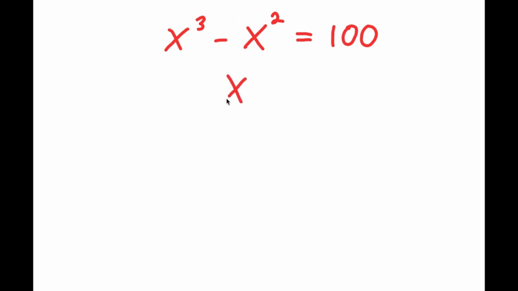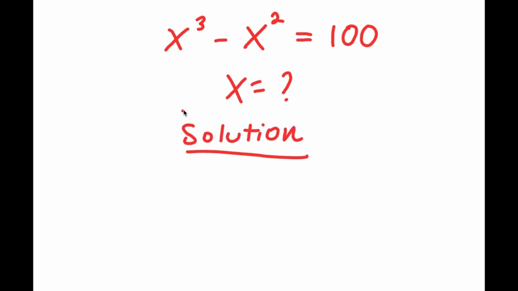Alright, in this video, I'm going to be solving the equation x to the power of 3 minus x squared is equal to 100. So, my only variable in this equation is x, so this is what I'm going to be solving for. And now for my solution. I'm going to rewrite my equation down here so I have a little more solving space. So I have x to the power of 3 minus x squared is equal to 100.